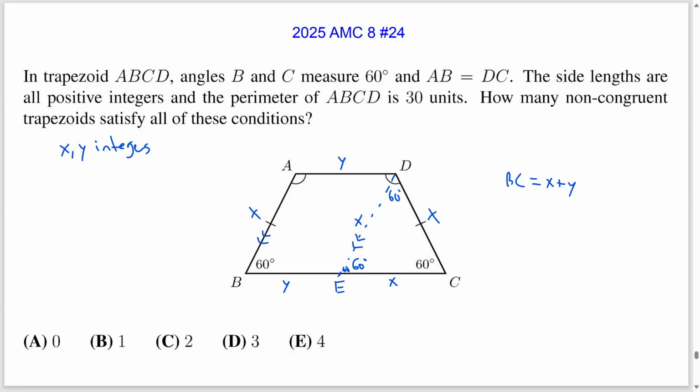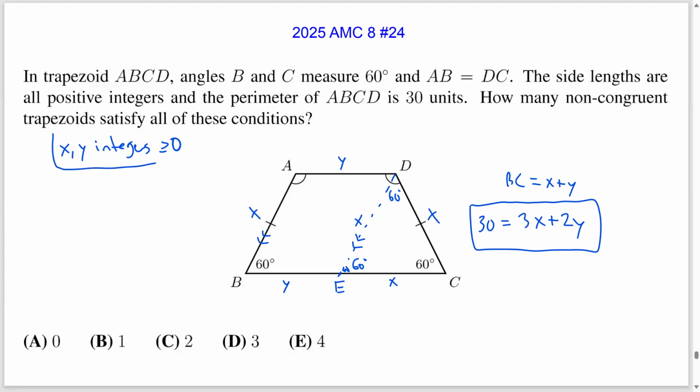So therefore we can now find the perimeter in terms of x and y. We're given that the perimeter is 30. And in terms of x and y, we see that the perimeter is 3x plus 2y. So this is the main equation that x and y need to satisfy. And remember that x and y are integers and they're both positive.